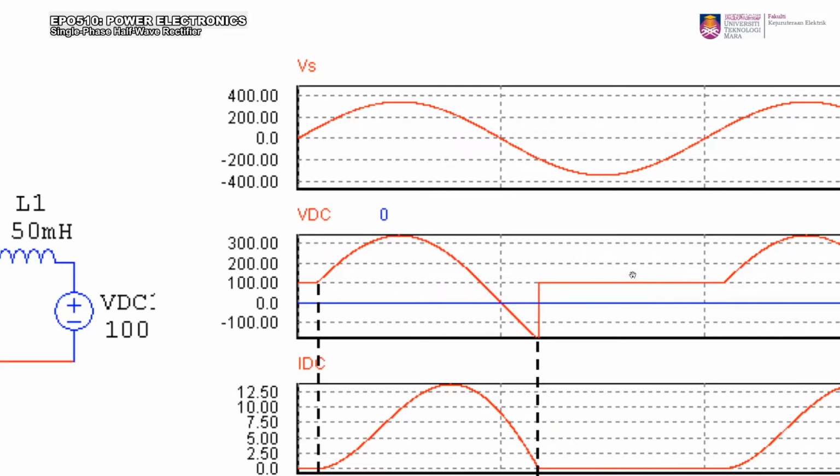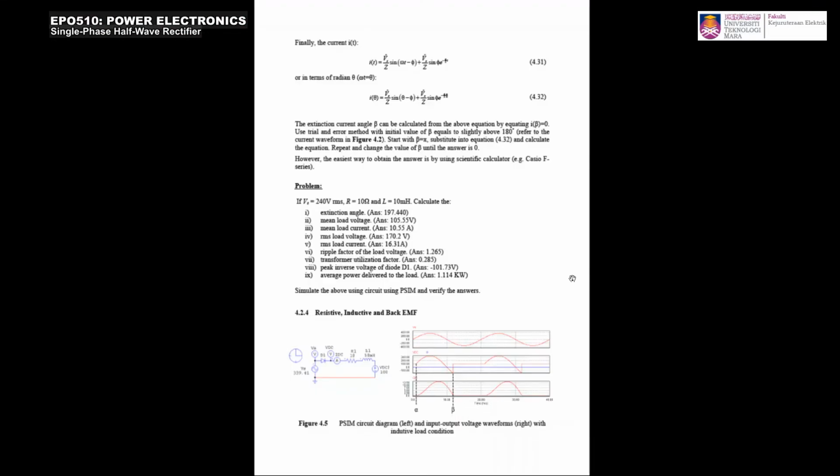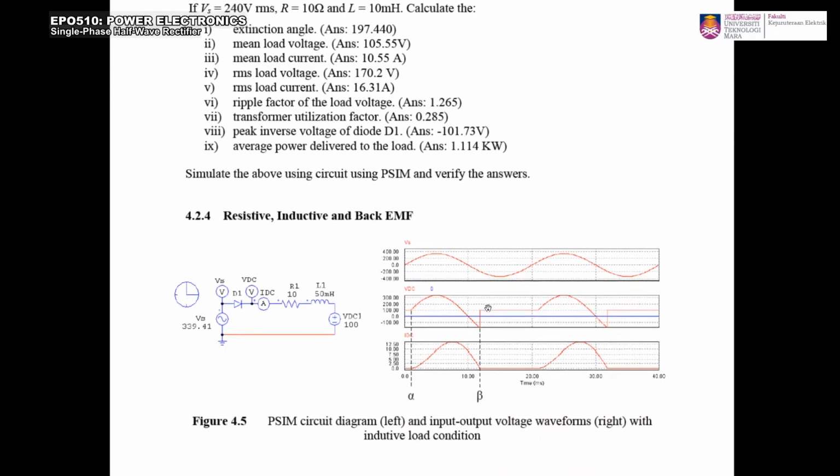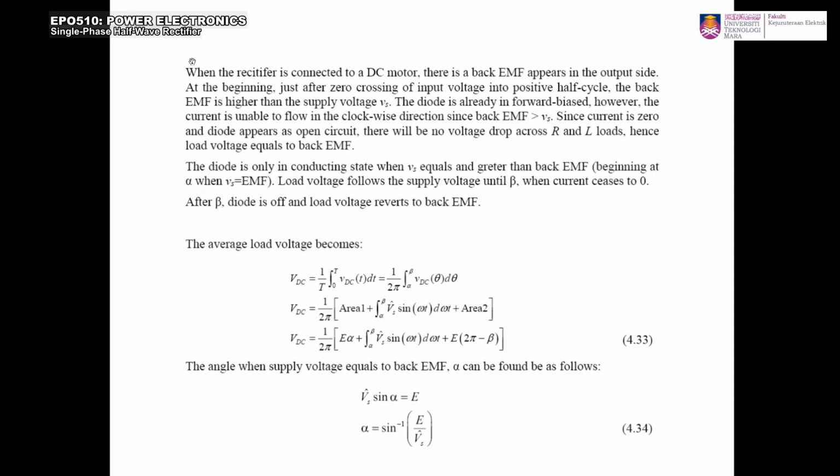Okay, right, so now we have to derive the output voltage equation. You can read the explanation here as well as listen to my explanation. Again, we are interested in looking at the average load voltage. So it's always the integration of 1 over T.